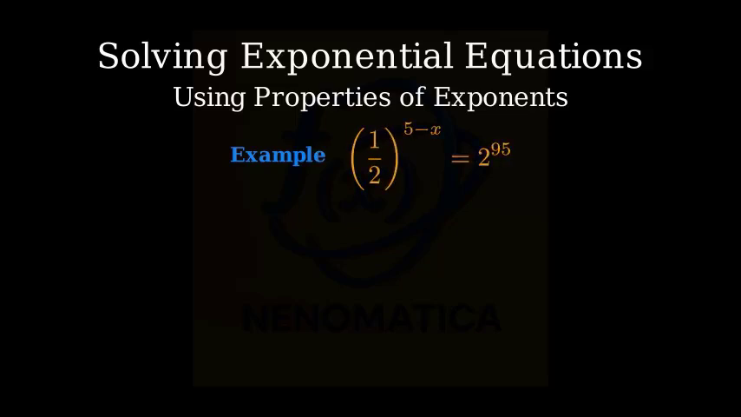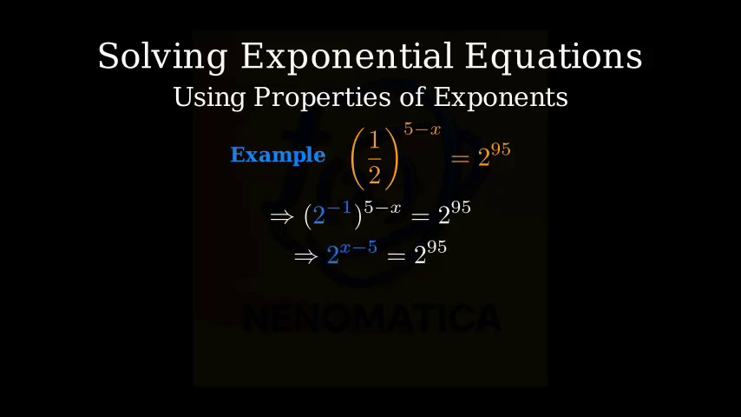We need to solve the equation where (1/2)^(5 - x) equals 2^95. To solve this, we'll start by noting that 1/2 can be rewritten as 2^(-1). So we have (2^(-1))^(5 - x).